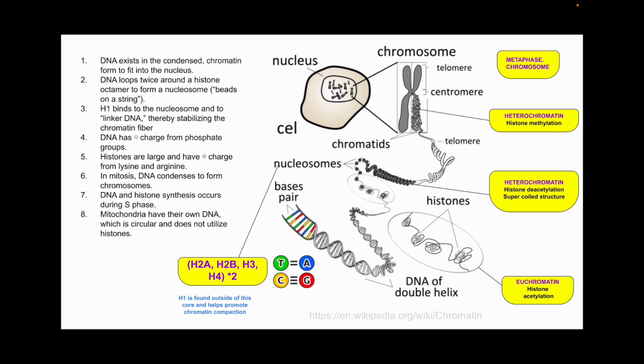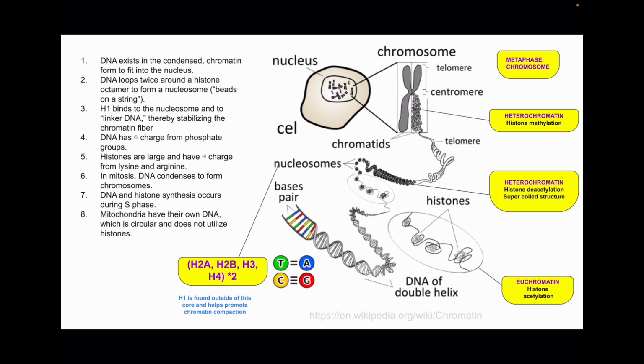So DNA has negative charge from phosphate groups. Histones are large and have positive charge from lysine and arginine. So how do the histones get their positive charge? It gets it from lysine and arginine. In mitosis, DNA condenses to form chromosomes. So here you can see on the image, that's a chromosome.